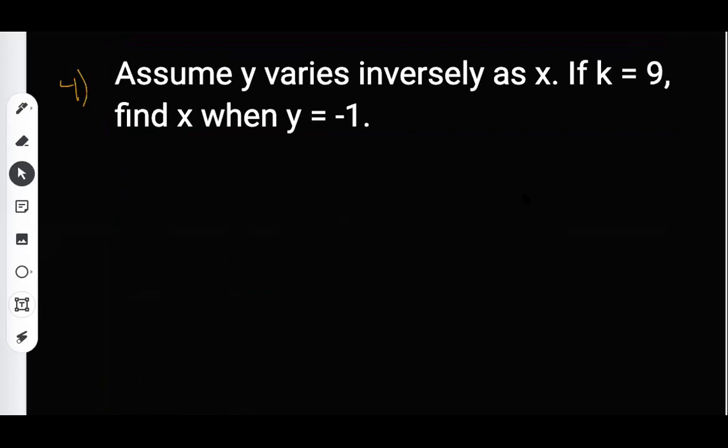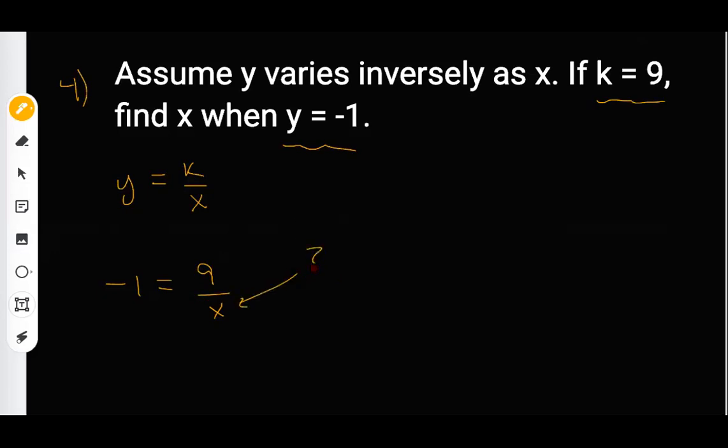All right, so we're assuming that y is varying inversely as x. So I get my inverse equation ready, y equals k over x, where k is just some number. Now it tells me that k equals 9 and y equals -1. So those are the variables that I'm going to plug in. I know that y is -1, I know that k is 9, and x is unknown, right? That's what I want to solve for. I want to solve for x.